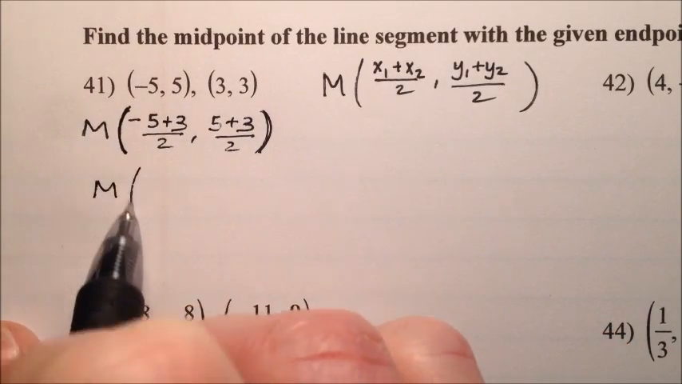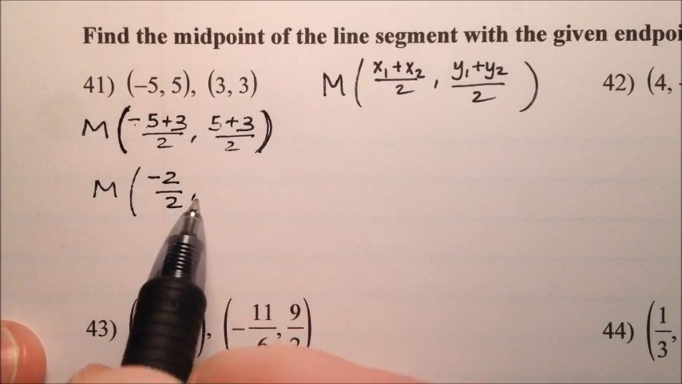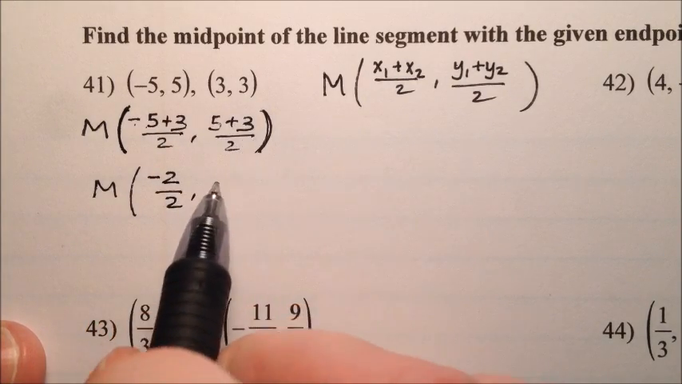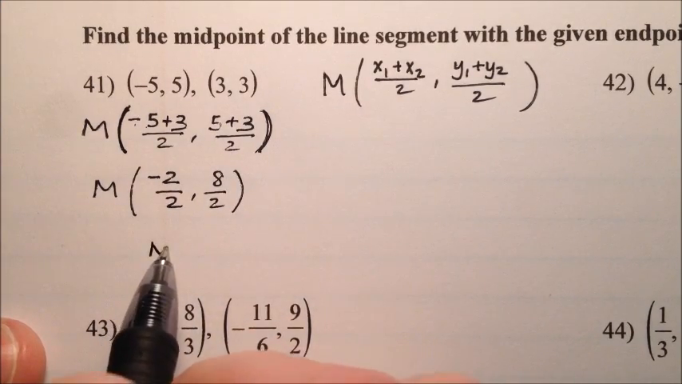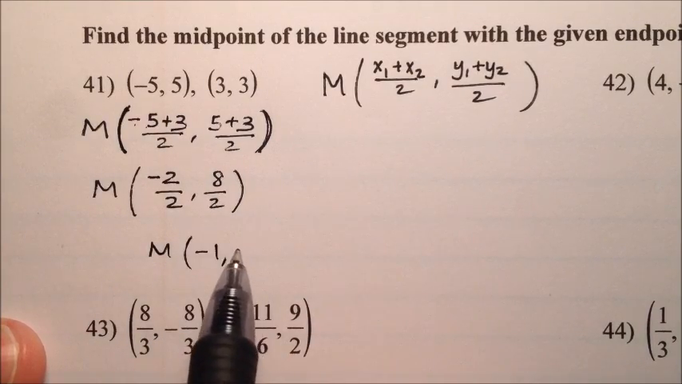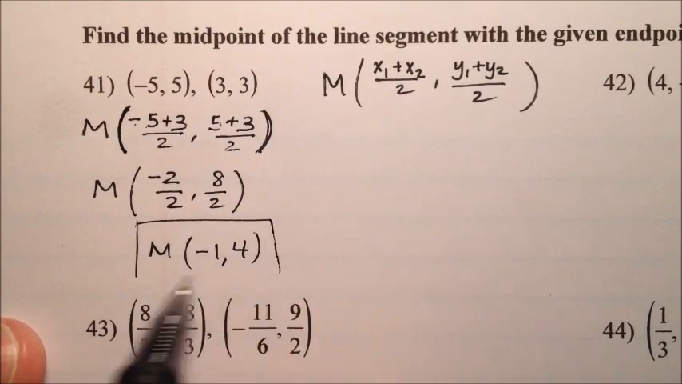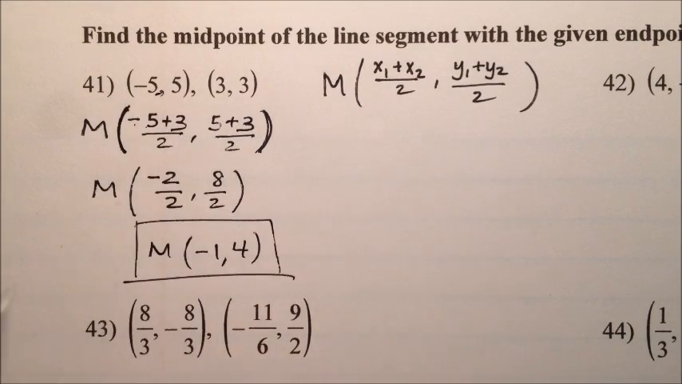So negative 5 plus 3 will be negative 2 over 2, and then 5 plus 3 is 8 over 2. So when we cut them both in half, negative 2 over 2 will be negative 1, and then 8 over 2 will be 4. So the ordered pair that is the midpoint between these 2 points is negative 1, 4.